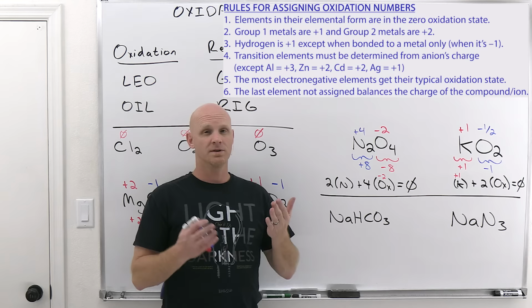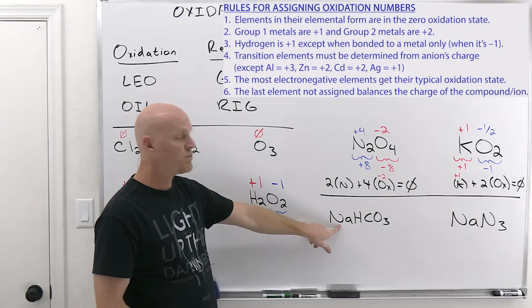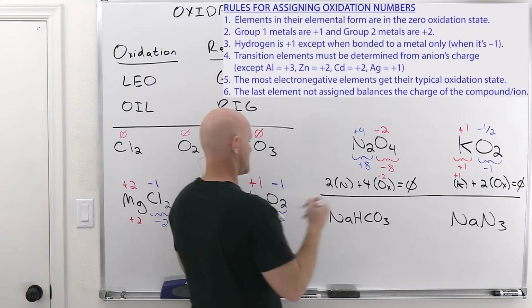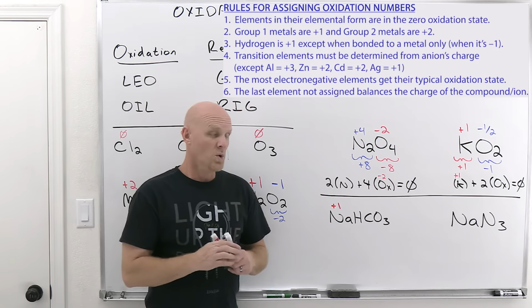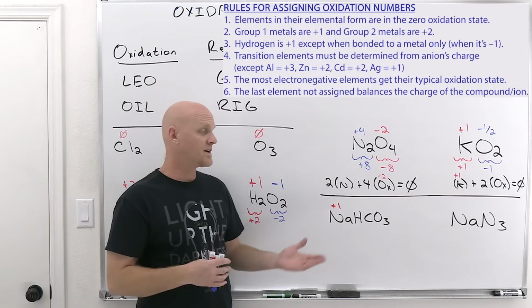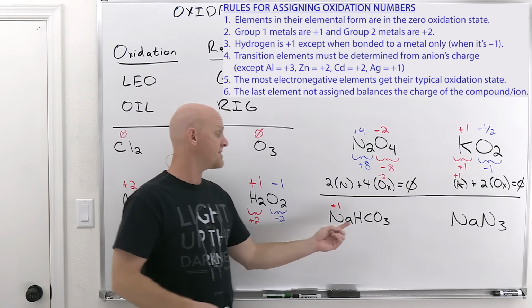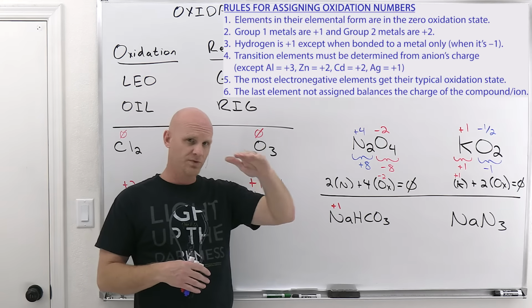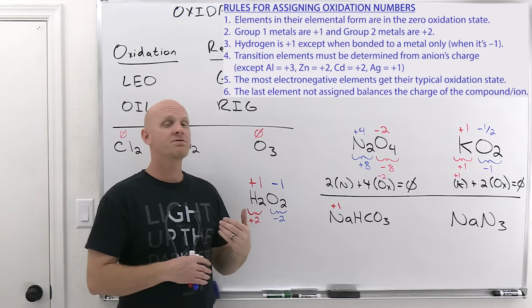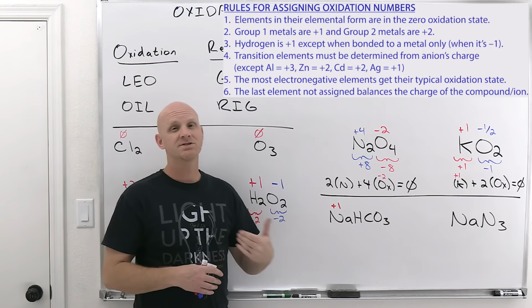Rule number 2, looking for group 1 and group 2 metals, and we have a group 1 metal in sodium. So it's going to be +1 in a compound here. Cool. Now, usually when we got to this point, we'd say, oh, there's only 1 element left. Well, we got 3 elements left, so we can't just skip to rule number 6 or anything. We just have to keep following the rules in order. So rule number 3 deals with hydrogen, and hydrogen's going to be +1.